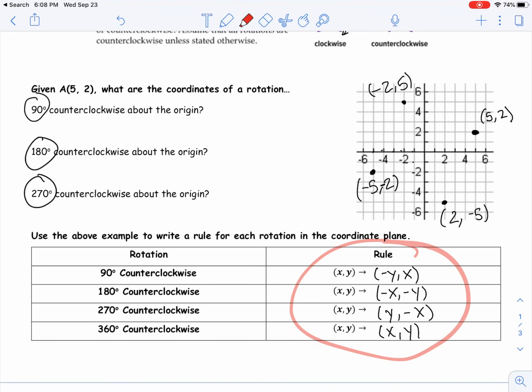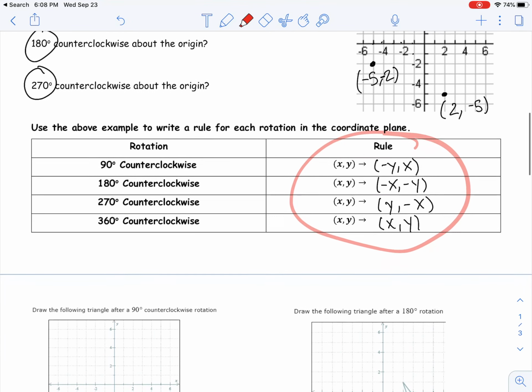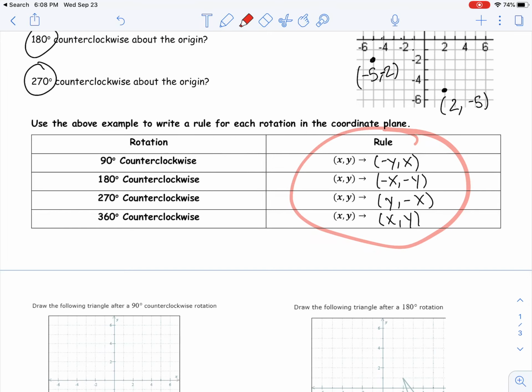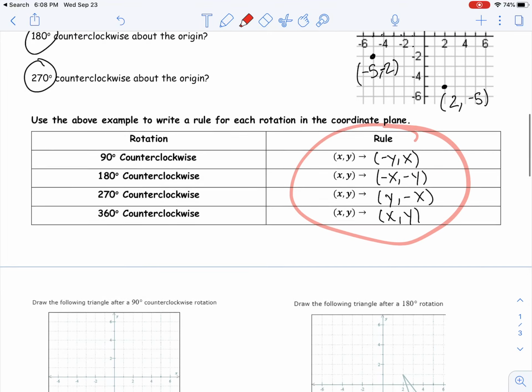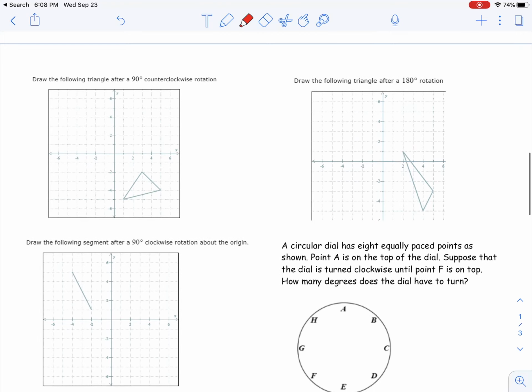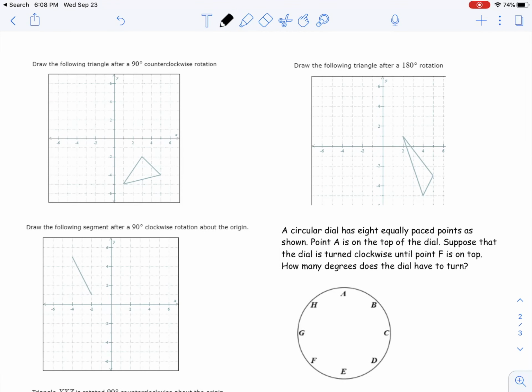Okay, so those probably need to be looked at until they're memorized, or at least until you understand them, because we will use them quite a bit. So it wants a 90-degree counterclockwise rotation. This is where things get a little bit tricky. So there's only one way that I can ensure the success of all of you.